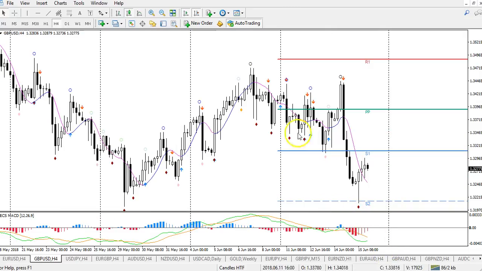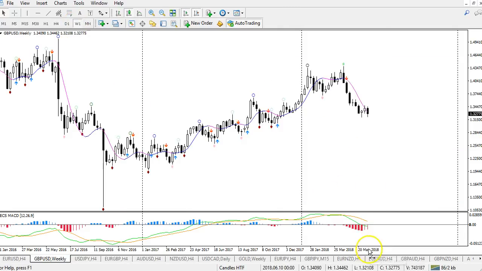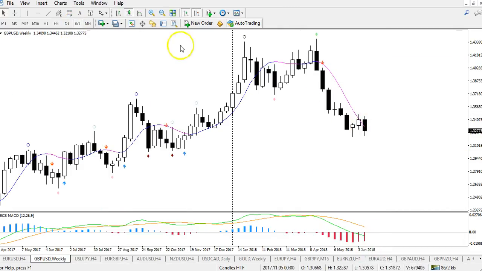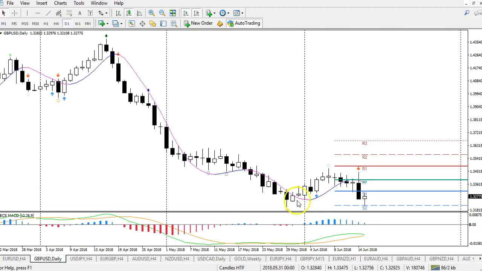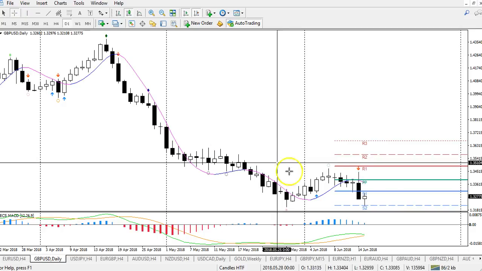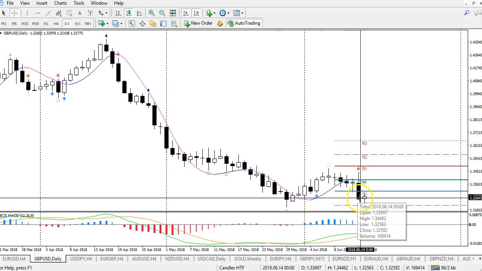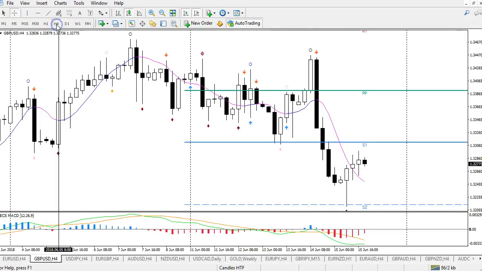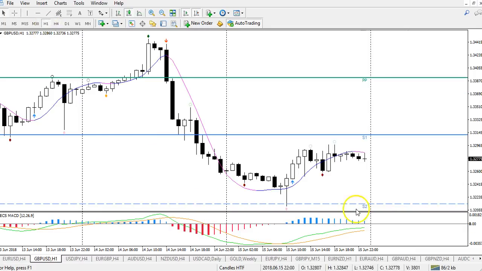We have red fractals already for a long time indicating downtrend continuation. HMA is down at this moment on the 4-hour chart. Weekly, we have a bearish candle as well. HMA down. Daily chart, HMA went back down again, as you can see on this candle. So I think that there is a lot of alignment here of the momentum and the trend to the downside.